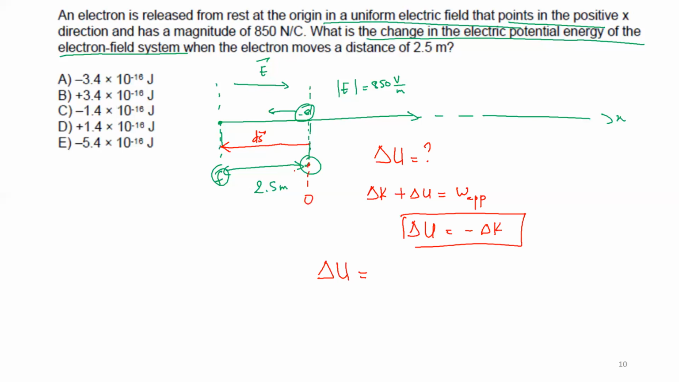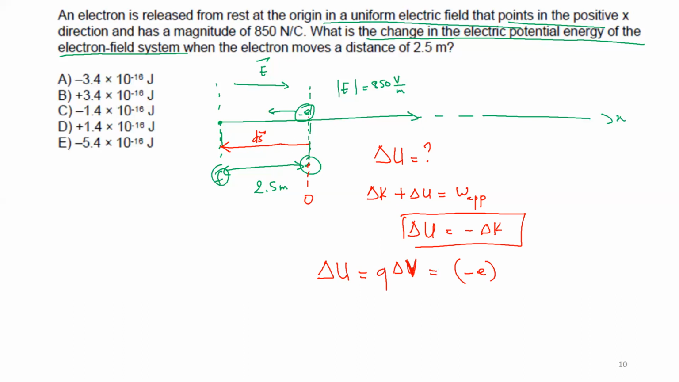I can do it two ways if you want. The first way is delta U is Q delta V. Q is minus E. Do you agree with me? Now, what's delta V?